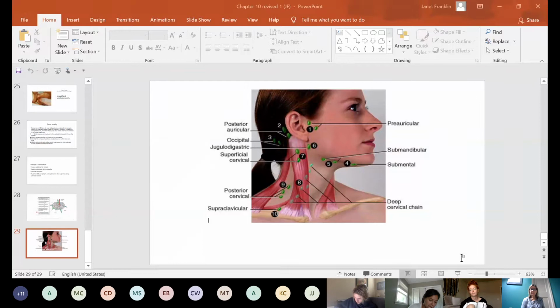Does that make sense to everybody? That's not the one I wanted. So this is what it's going to look like when you go around.